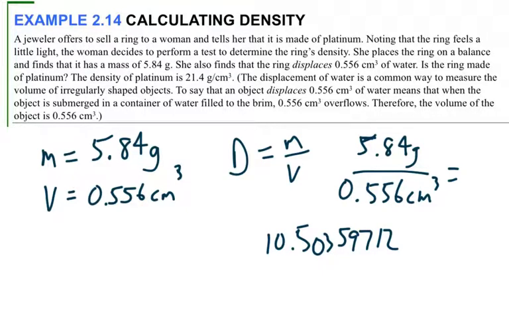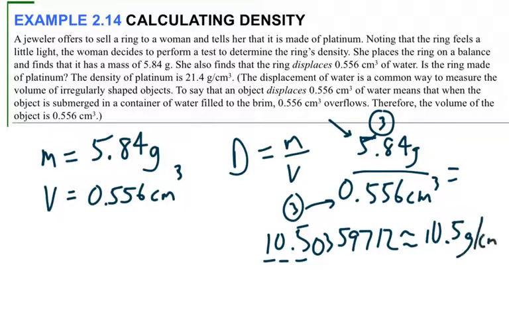And if you recall, we're using the division rule. This number over here has 3 significant figures. This number down here also has 3 significant figures. So we're going to round our answer to show 3. So our answer will round to 10.5 grams per cubic centimeter.